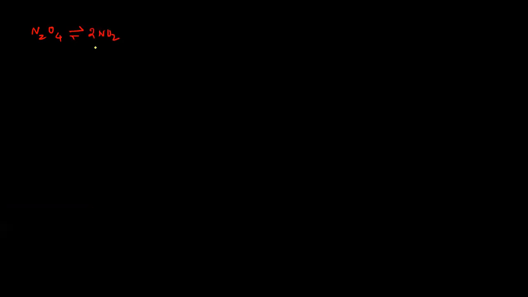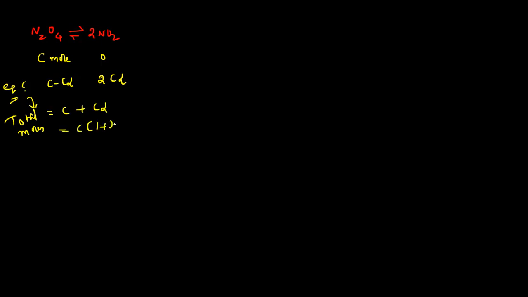In this equation, initially, if you consider C moles of N2O4, NO2 will be 0 moles. But at equilibrium the concentration will be C minus C alpha for N2O4, and 2C alpha for NO2. Total moles at equilibrium will be equal to C plus C alpha. You can take C common: C into (1 plus alpha).